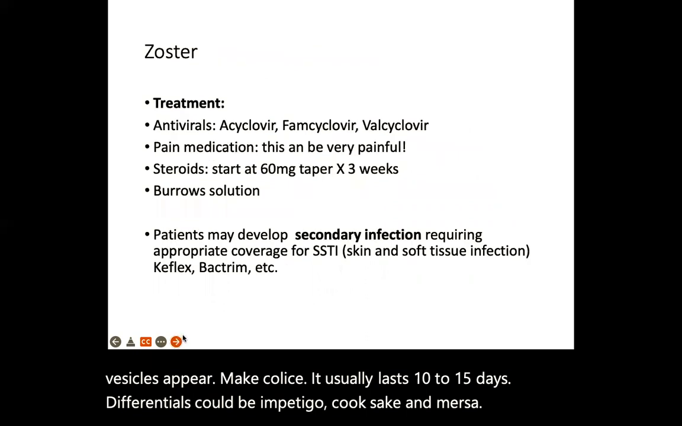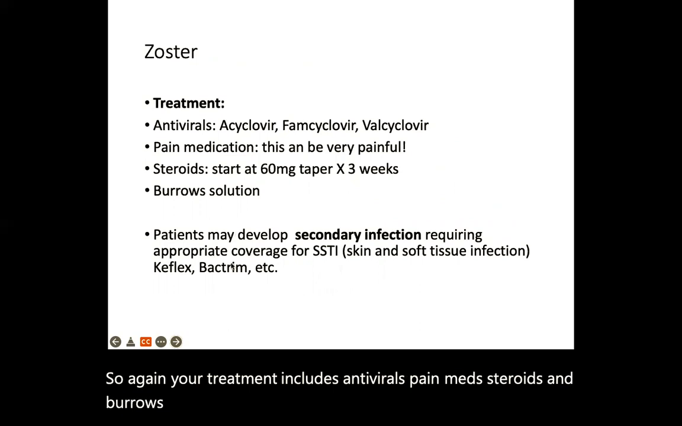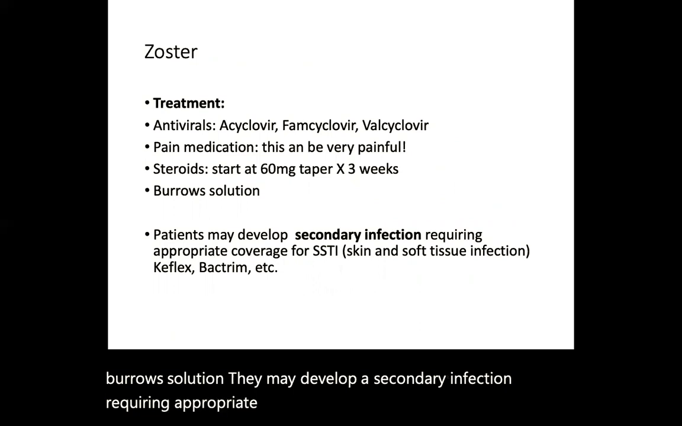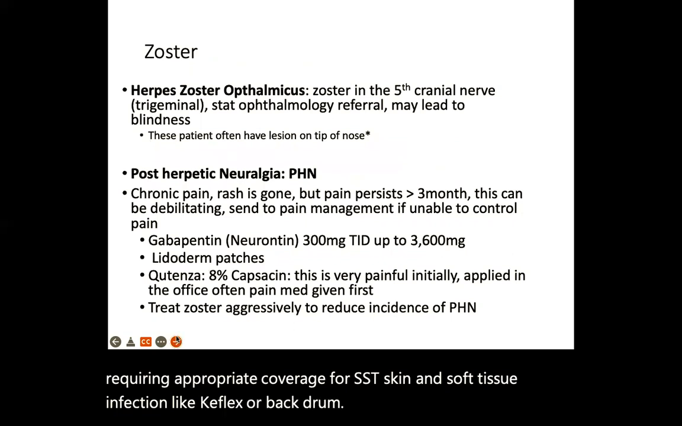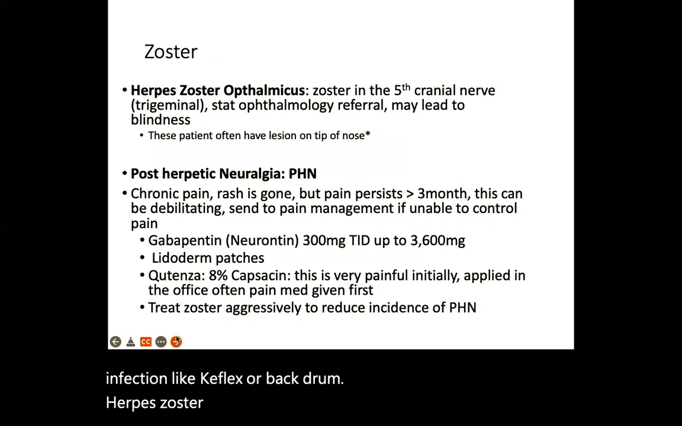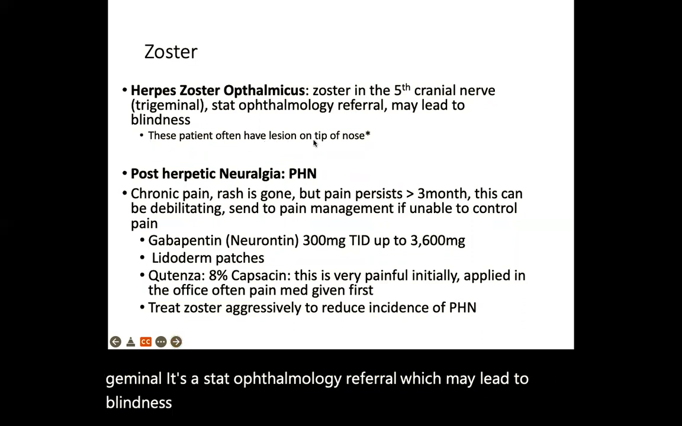So again, your treatment includes antivirals, pain meds, steroids, and Burow's solution. They may develop a secondary infection requiring appropriate coverage for SSTI, skin and soft tissue infection, like Keflex or Bactrim. Herpes zoster ophthalmicus is a zoster in the fifth cranial nerve, trigeminal. It's a stat ophthalmology referral, which may lead to blindness. These patients often have a lesion on the tip of their nose.